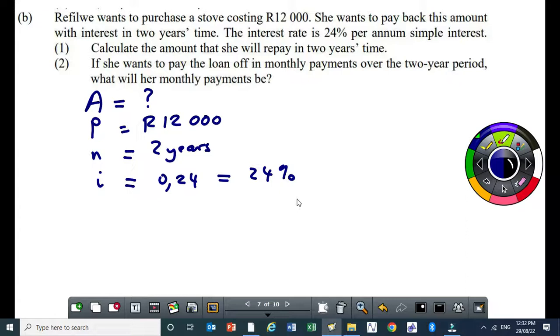You want to calculate A, the future value. The P value is given as 12,000, that's the cost of the store. And then N is 2 years, and then I is 0.24, and your R is 24%.